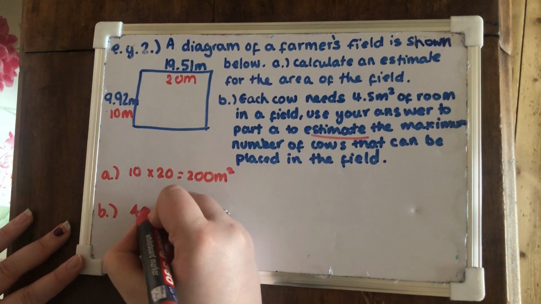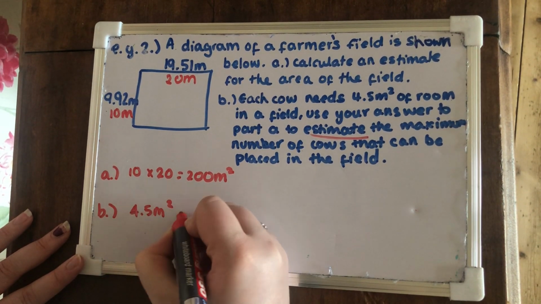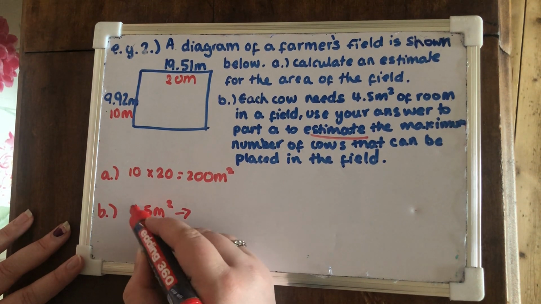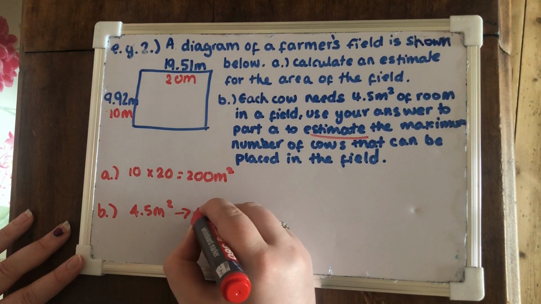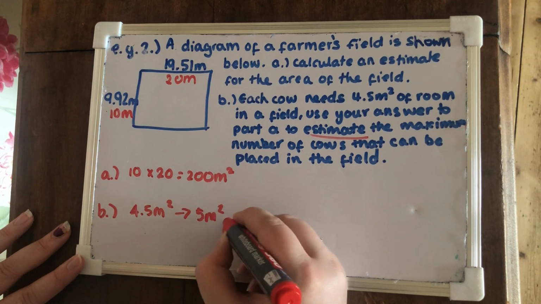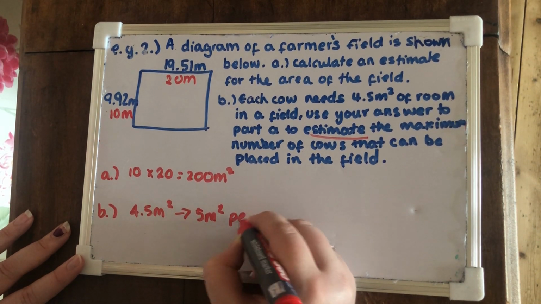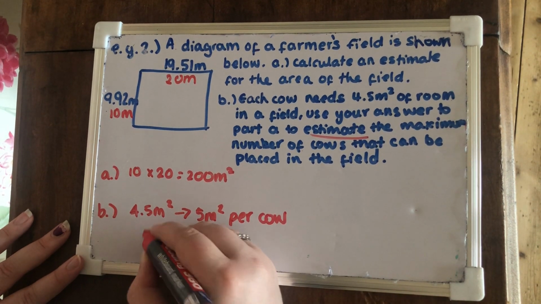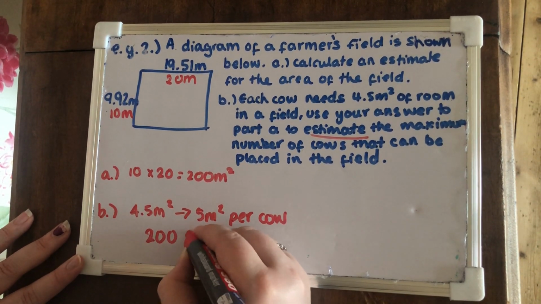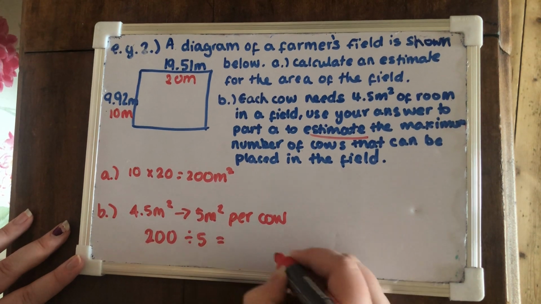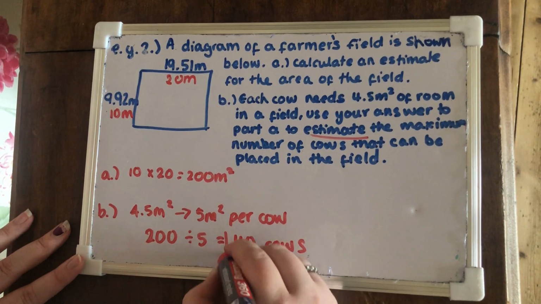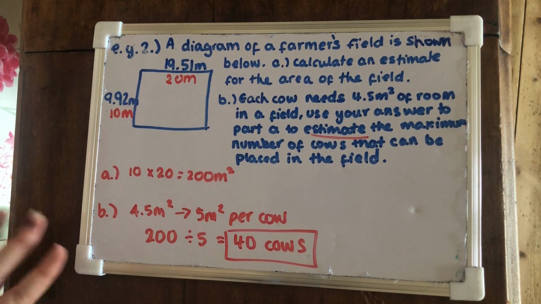Okay, so 4.5 metres squared. I'm going to round that, so 1 sig fig would be the 4, but the 5 would actually round it up. So it's going to be 5 metres squared per cow. Okay, so I'm going to do 200 divided by 5, which is 40 cows. Okay, and that's all you need to do.